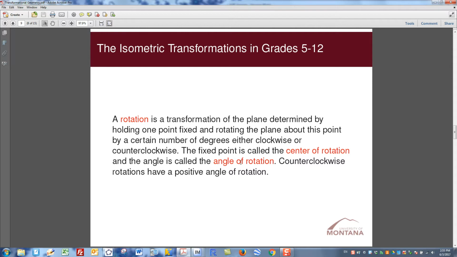Let's talk a little bit about rotation. A rotation is a transformation of the plane determined by holding one point fixed and then rotating the plane about this point by a certain number of degrees, either clockwise or counterclockwise. We call the fixed point a center of rotation, and the angle is called the angle, and we designate counterclockwise rotation to be positive.